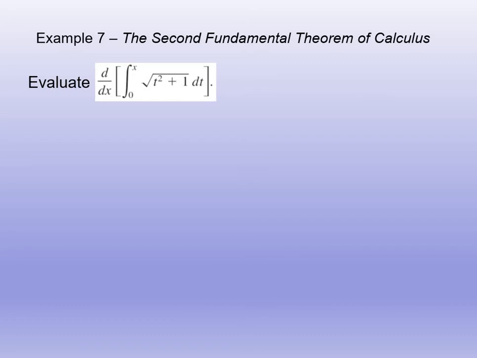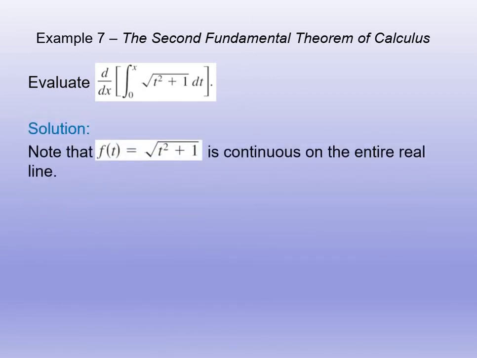So let's look at an example of the second fundamental theorem of calculus. We want to take the derivative of the integral from 0 to x of the square root of t squared plus 1 dt. We know that if we do all the antiderivative and everything, it's really just going to be that x that goes in here.